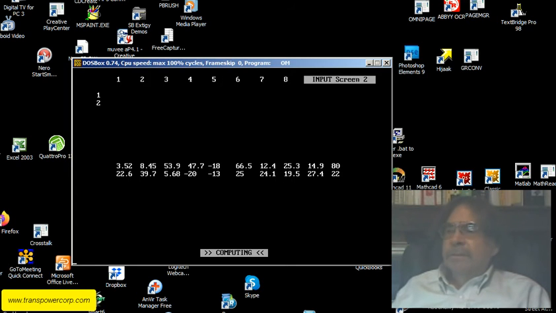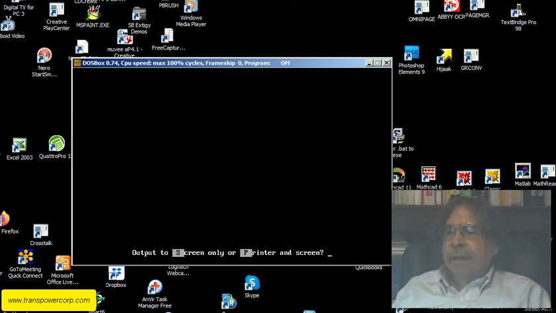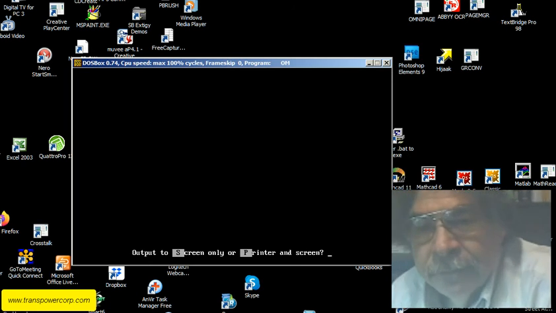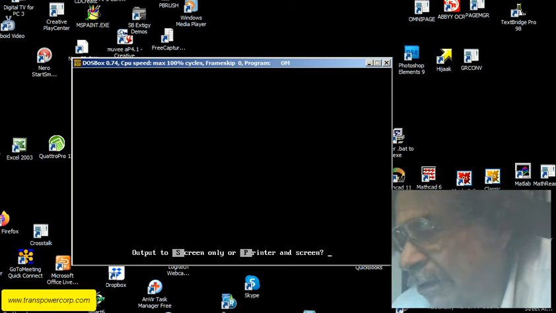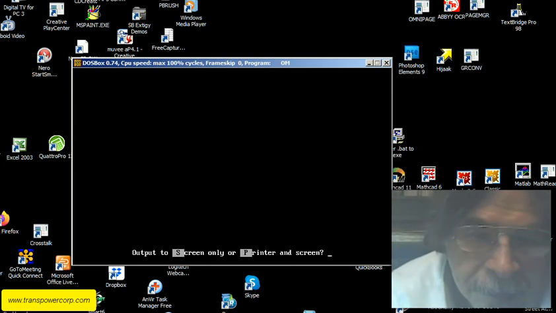Of course, if you want more detail on this program unit and all the program units, go to www.transpowercorp.com. Go to the Optimal Manager, and there's a very thorough description there of every program unit, including a glossary of terms.